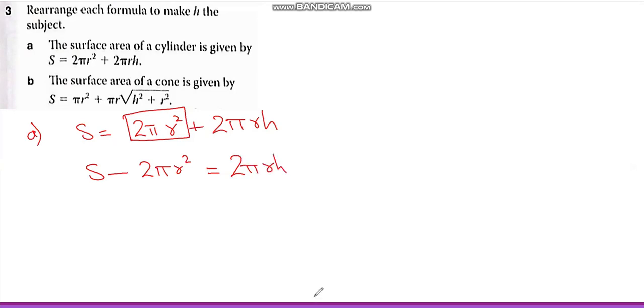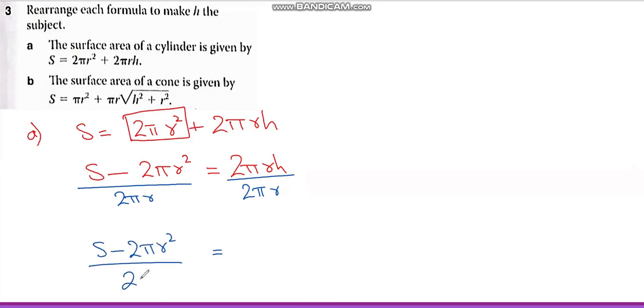Now we can divide both sides by 2 pi r. That will cancel 2 pi r from the right side, and we will get our final equation as (S minus 2 pi r squared) divided by 2 pi r equals h. So we have made h the subject. Now let me do its B part.